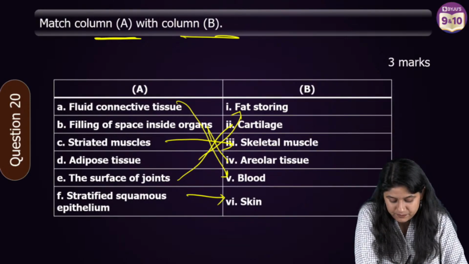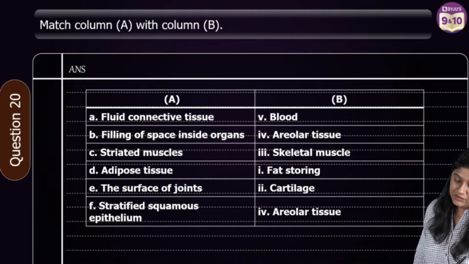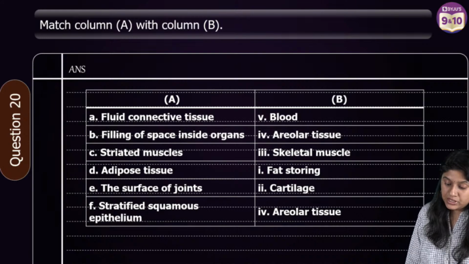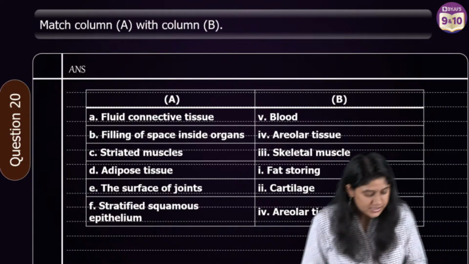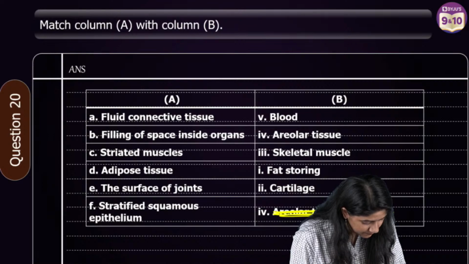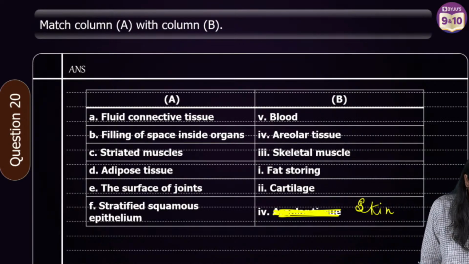Very good, everyone. So here we have connective tissue. Fluid connective tissue is blood. Then we have filling of the space inside organ, areolar tissue. Striated muscles are also called skeletal muscle. Adipose tissue is the one which will be storing the fat. The surface of joint, in between we have the cartilage. Stratified squamous epithelium, right over here it should be the skin. Sorry, it's not this, it's the skin. Okay? All of you, are you clear? It's super easy, right? Chaliye.